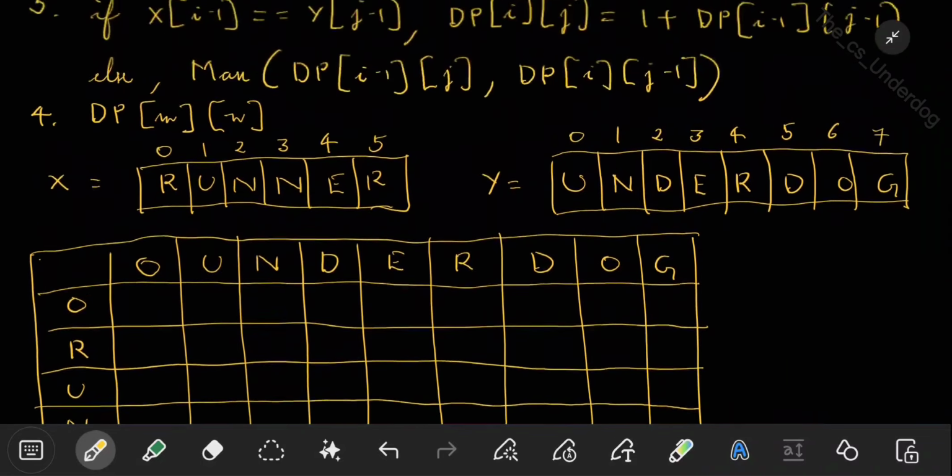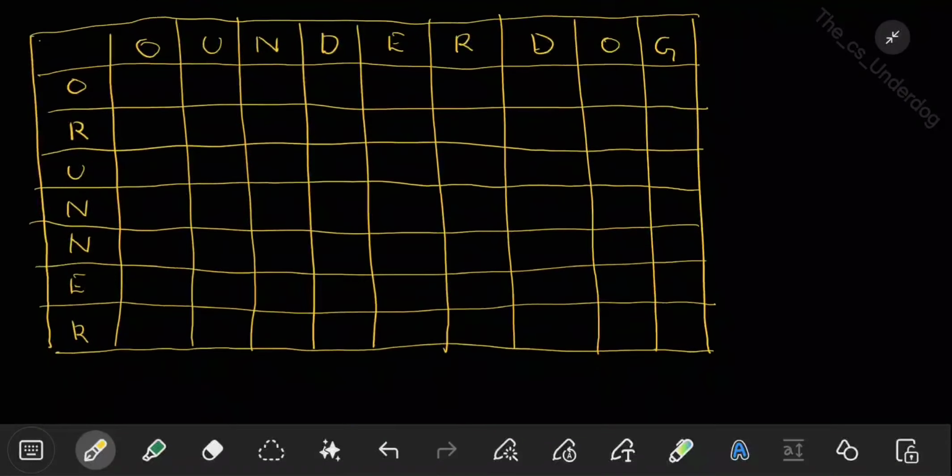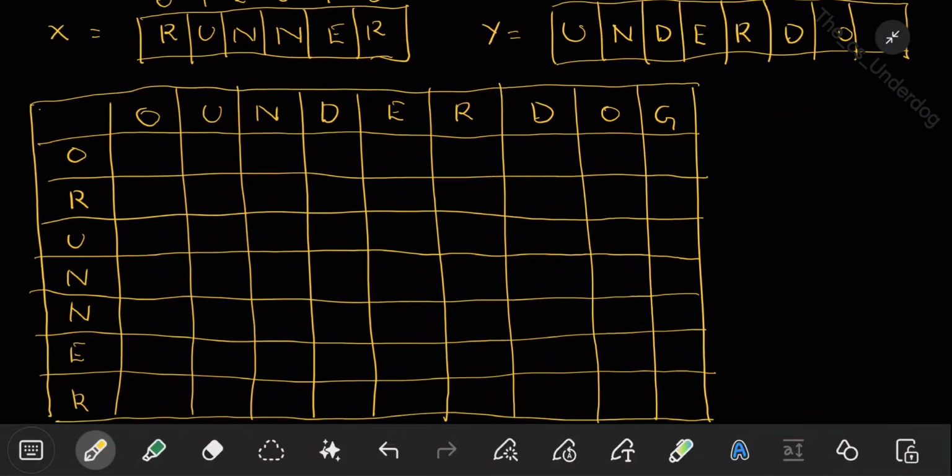What is the first step? Let us go to the algorithm here. What is the first step? You have to create the table. Yes, we created the table. What is the next step? Next step is to put first row and first column as zeros. Let us do that now. So I'm taking this table.